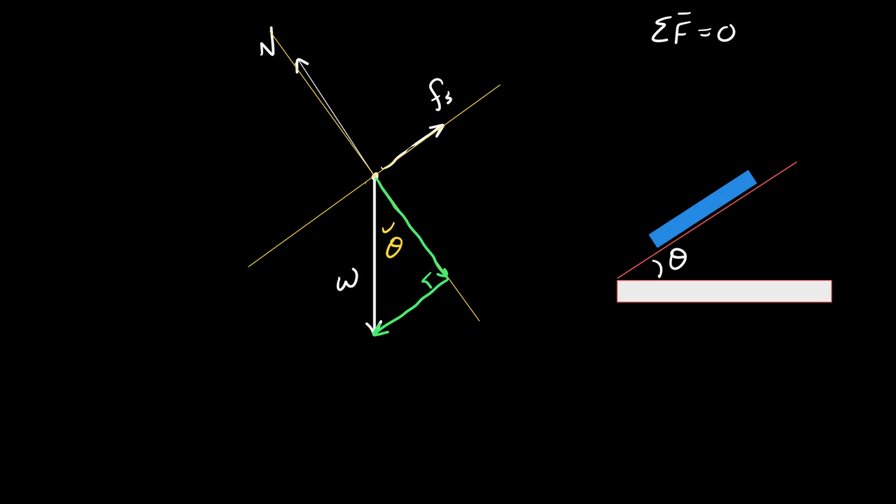I'm going to identify that one of these is in the x direction and one of these is in the y direction. And I'm going to apply my trig. The y direction has to be weight cosine theta, because it's the adjacent side. And weight in the x direction has to be weight sine theta, because it's the opposite side.